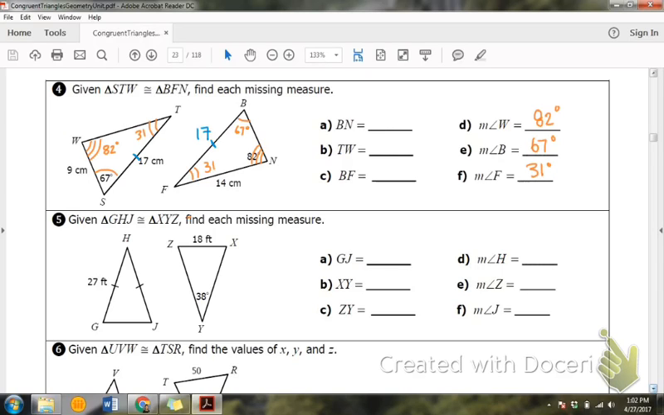TW matches with FN. So how long is TW then? 14. And then SW matches with BN. So it's how much? 9. So BN is 9. TW is 14. BF is 17. Okay? How are we feeling about that? It's okay? Do we need to do number 5 or are you guys okay?